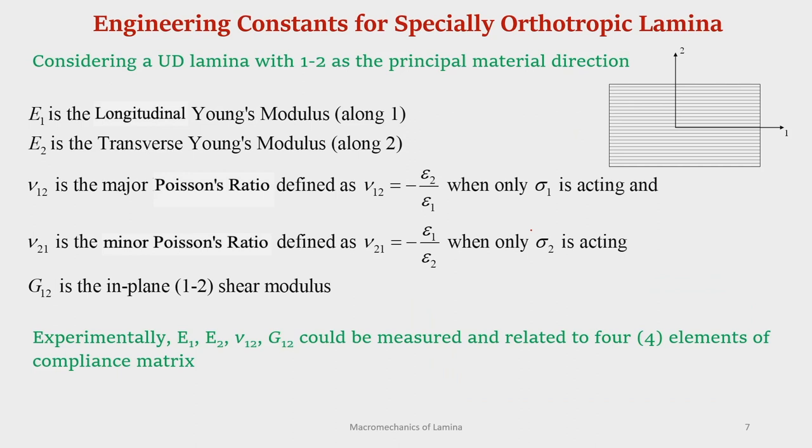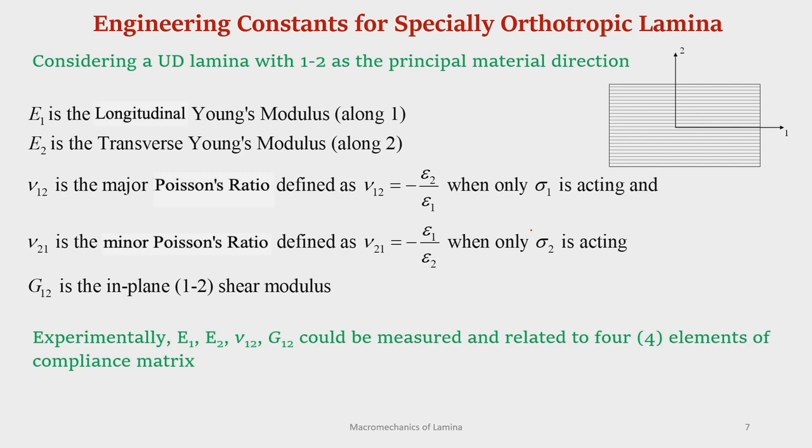Now what are the corresponding engineering constants? We can easily represent the stress strain relationship in terms of the coefficients of the compliance or stiffness matrix, but these are not measurable. Actually the measurable quantities are the engineering constants like Young's modulus, Poisson's ratio.